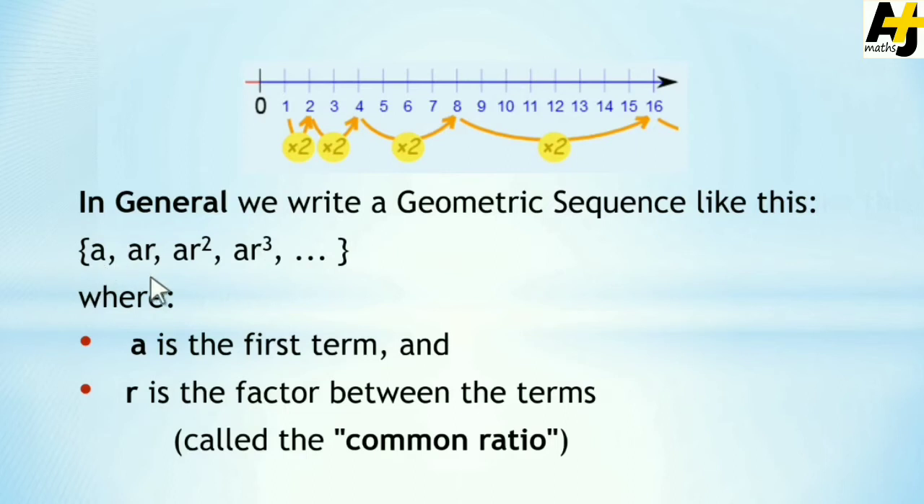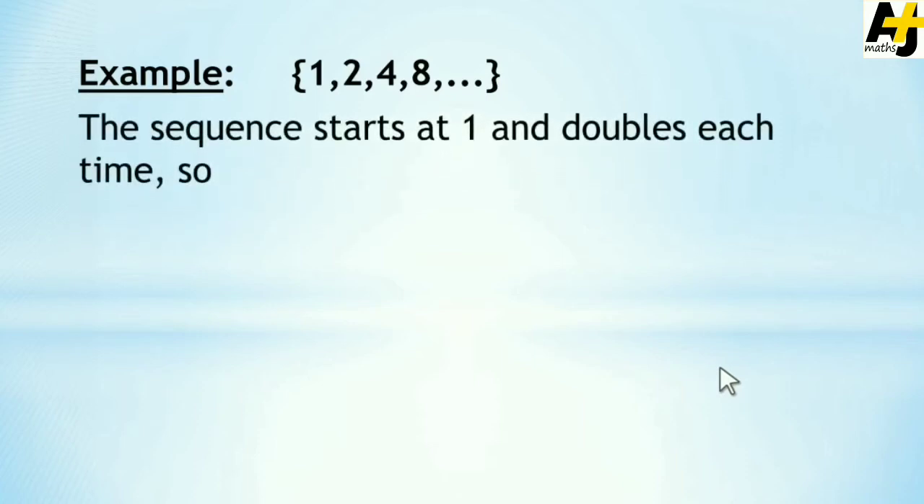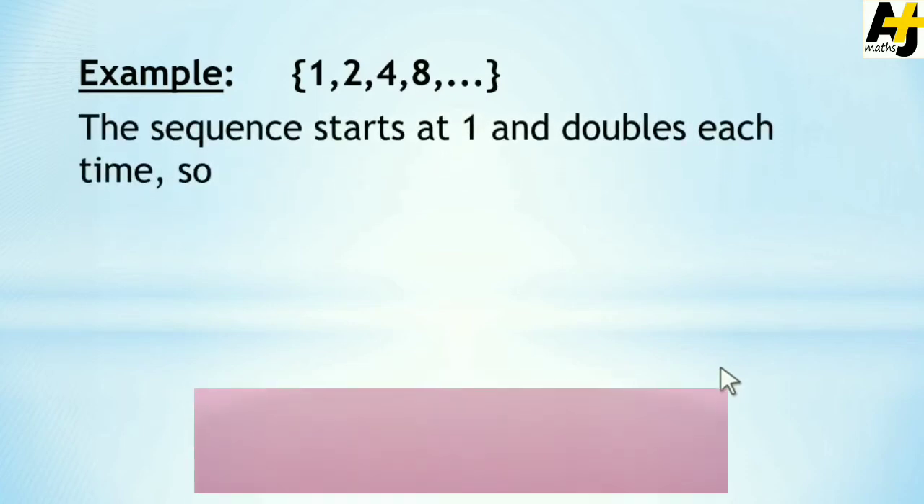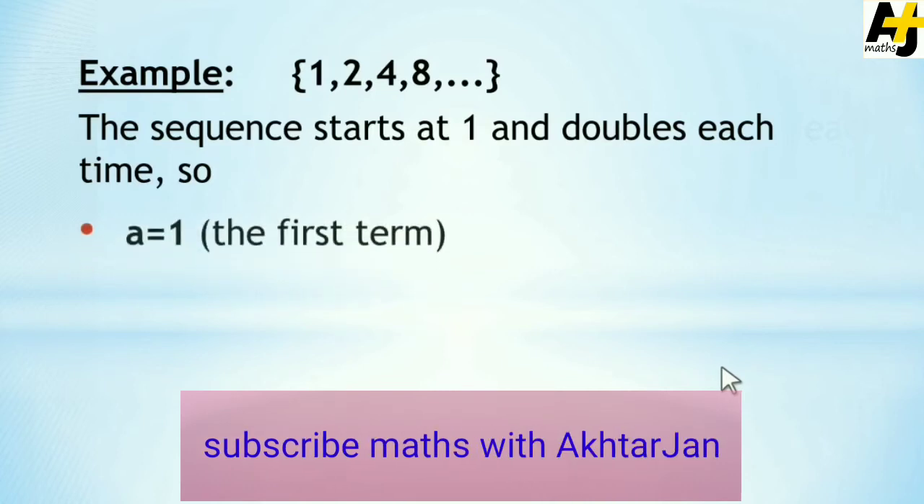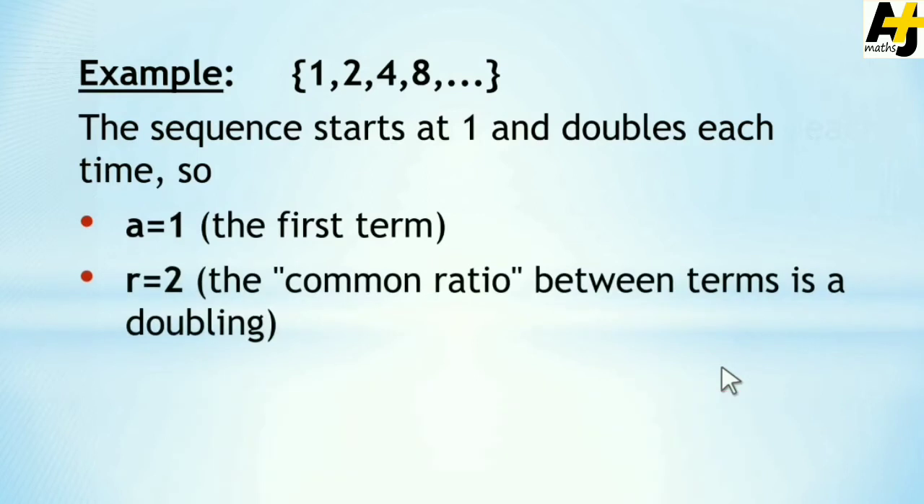Here A is the first term, which is called A1, and R is the factor which we multiply with the first term, then the second term and so on. We get the geometric sequence. Example: 1, 2, 4, 8. It is a type of geometric sequence. The sequence starts at 1 and doubles each time. So A1 is the first term. R equal to 2, the common ratio between terms is a doubling.